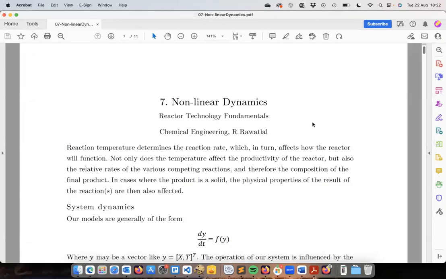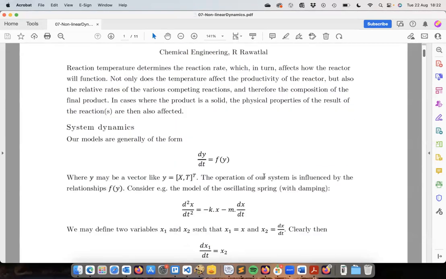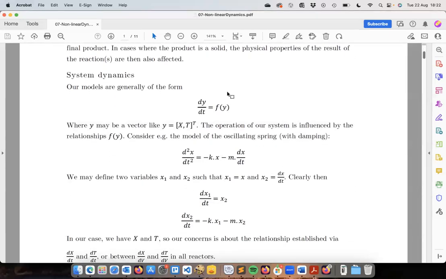So in this session, we're going to look at the nonlinear dynamics that are associated with the energy balance in a CSTR. When we talk about nonlinear dynamics, we are referring to the changes in time in terms of our state variables in the reactor. If we think about our reactor, there are a few basic variables that can be used to represent its state. So the concentration and the temperature, those have been the primary variables.